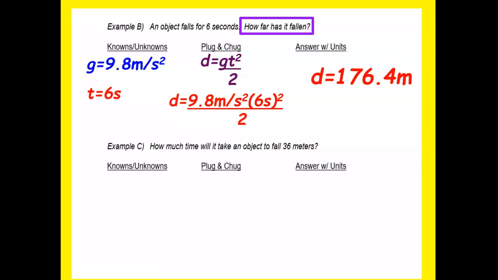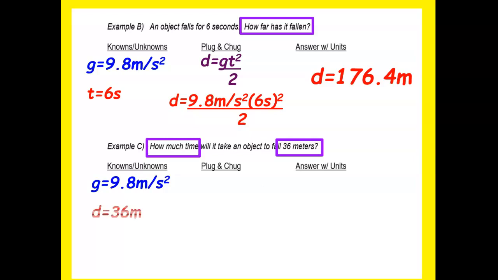All right, the last problem is going to be the one that's most difficult for students to solve. So it says, how much time will it take for an object to fall 36 meters? Again, the word fall tells me it's a free fall, so automatically I know 9.8 meters per second squared. Meters tells me, again, that unit tells me I have distance, and then I'm solving for time.